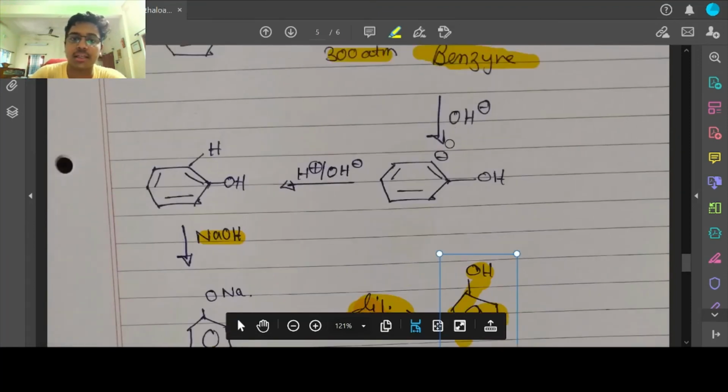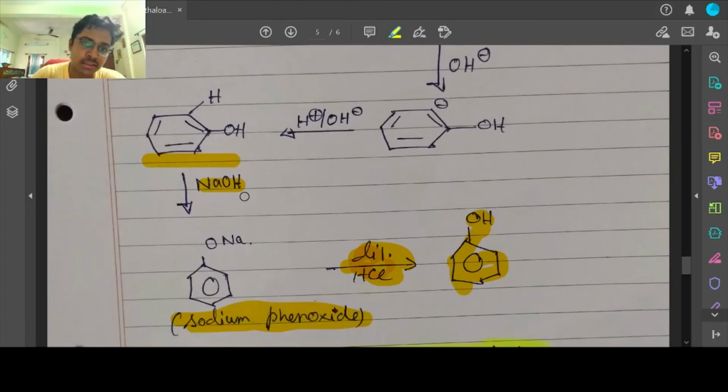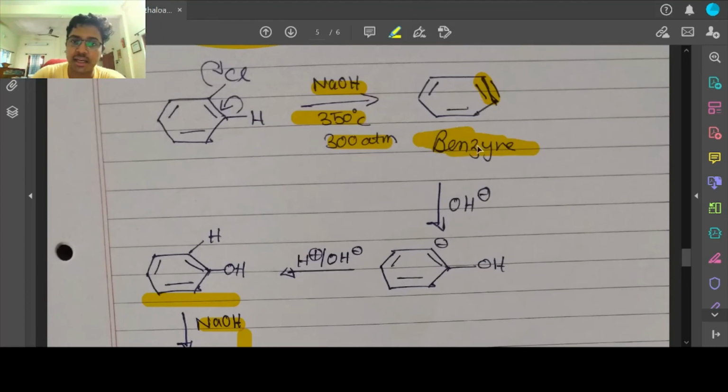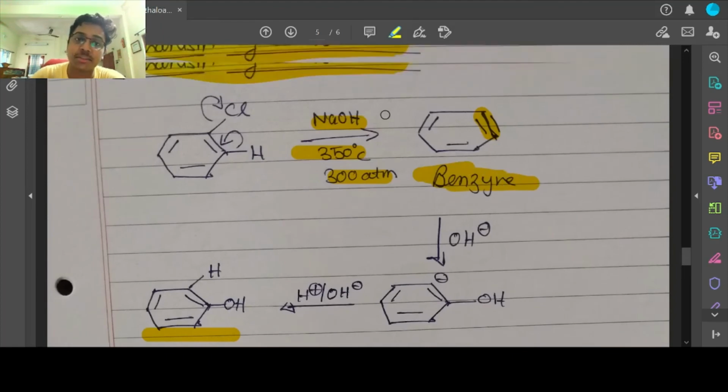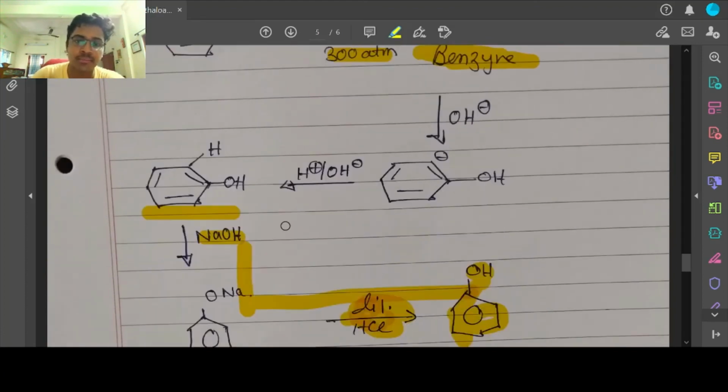Till here it's the mechanism, and after that it's just a normal reaction. After this process, it's all the same as what you have learned in the reactions, right? So the main thing to remember here is that benzyne is the main intermediate in the mechanism of Dow's process. Okay, so let us move on.